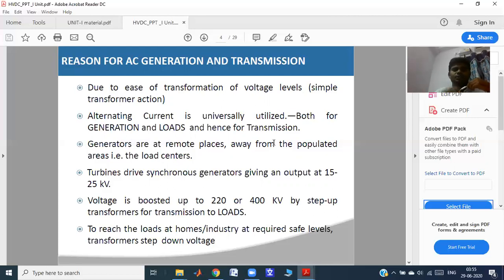In transmission lines, the voltage is transmitted to the load side. That means the distribution side. From the generating station to the distribution side, that voltage will be transmitted by using transmission towers. To reach the loads at homes or industries, it requires a safe level of voltage, so a step down transformer is used. Again, at the distribution side, the voltage levels are decreased or stepped down by means of step down transformers depending upon our requirement. Large scale, small scale or medium scale industries utilize different voltage levels depending upon their requirement. That voltage will be stepped down.